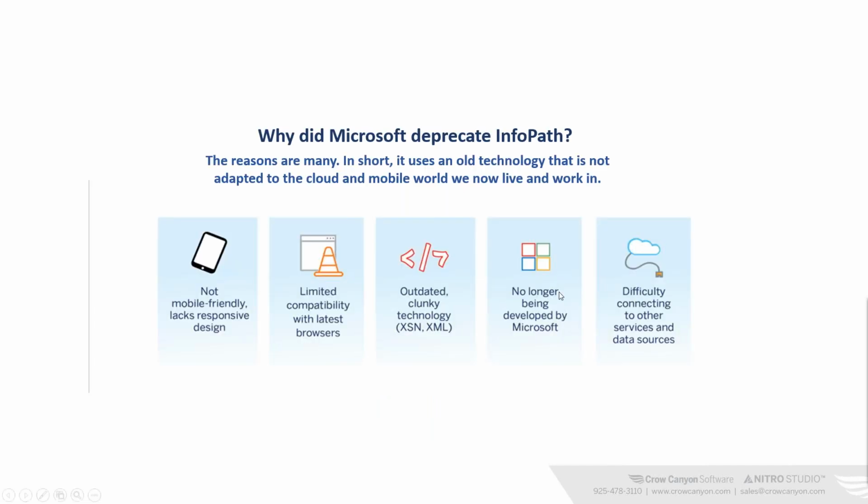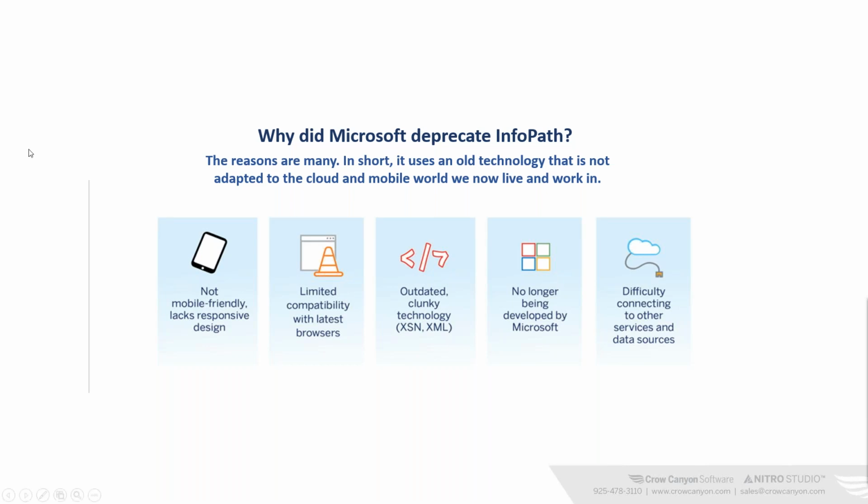So I'm pointing this out about InfoPath because it's an example of how if you stay on legacy systems and old things, you miss out. You have to move forward, and you have to make the effort to move off of these older and outdated technologies to newer ones. And Nitro Studio gives you a good path forward to do that, whether you're on premises or SharePoint Online.